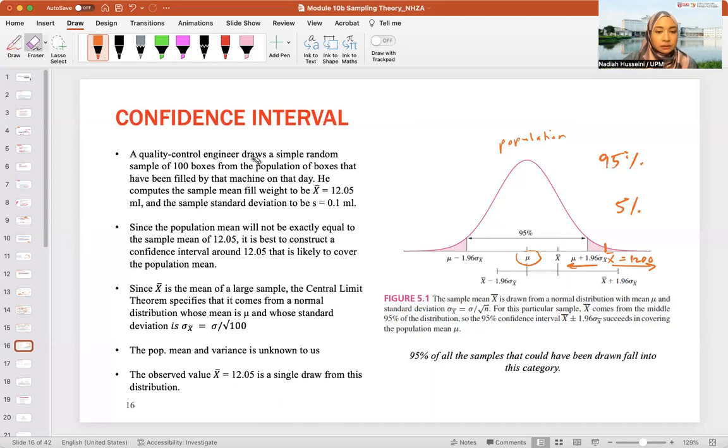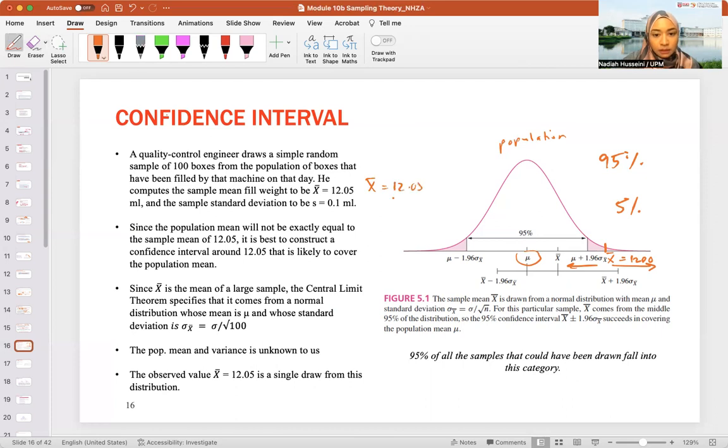So this is an example, very lengthy, but hopefully we can make sense of it. A quality control engineer draws a simple random sample of 100 boxes. This is our N, from the population of boxes that have been filled by that machine on that day. So our 100 is our sample size. It is from a population of boxes for the entire day. He computes the sample mean to be 12.05 mL and the sample standard deviation to be s equals 0.1 mL. So this is the value that we have so far.